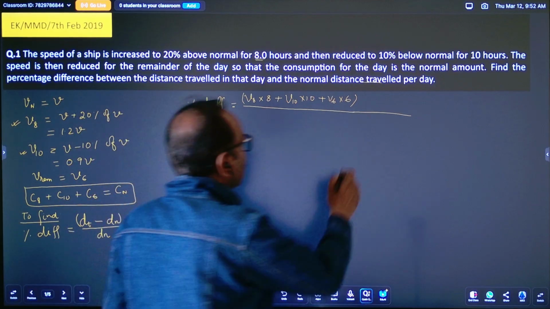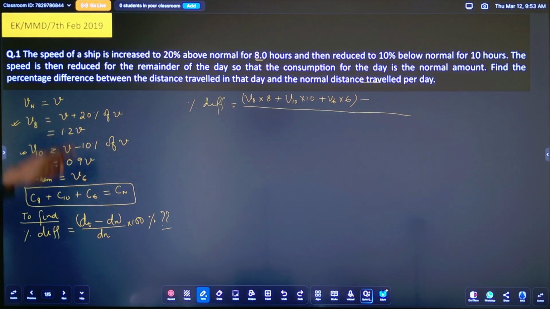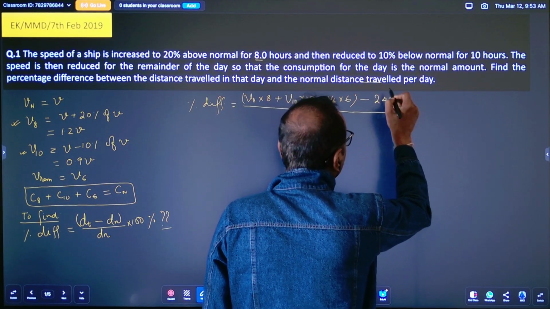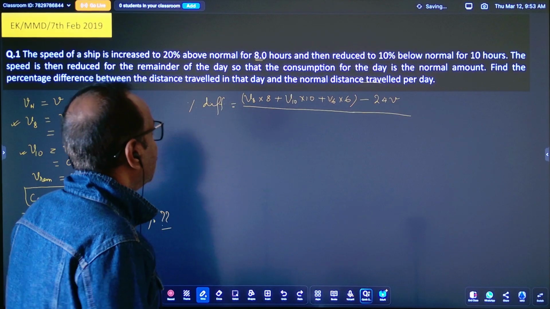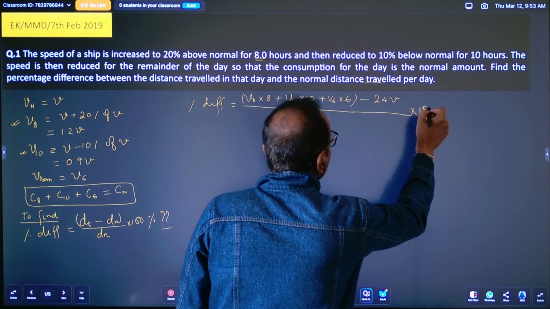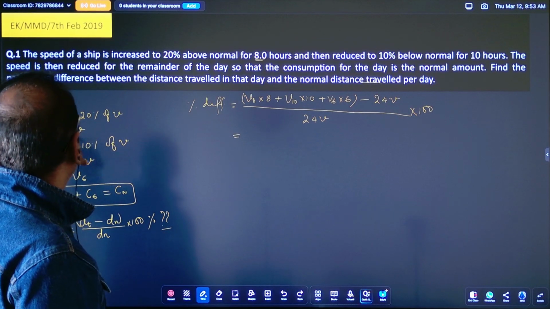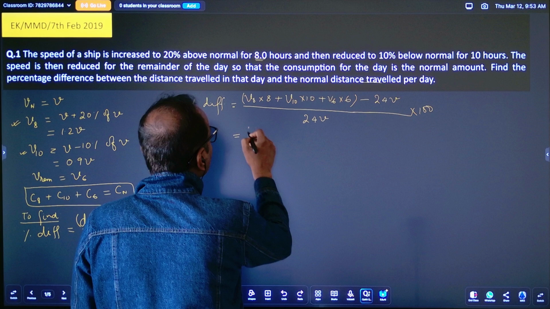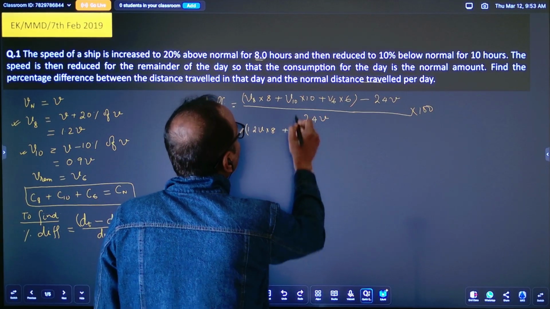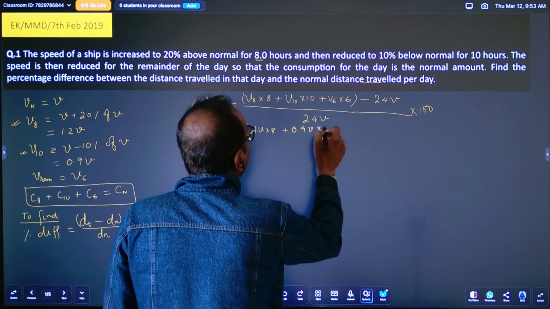Normal day is dn. So with which speed? With normal speed, which is v. So 24 hours you went with v, or the ship sailed with v. Into 100. V8 is 1.2 V into 8. V10 is 0.9 V into 10.